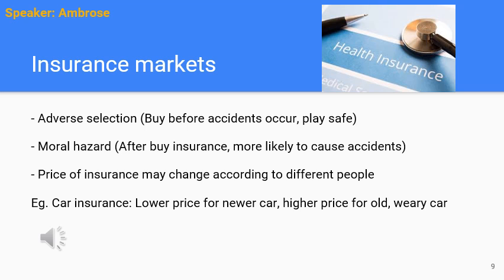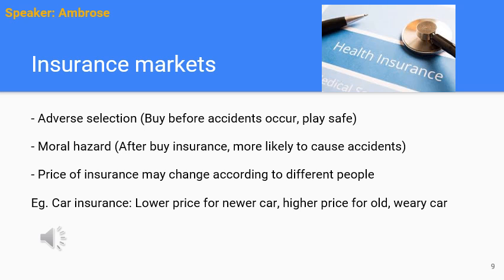But the prices of insurance may change according to different people. For example, for car insurance, the seller will ask about your car condition, whether your car is brand new or whether it has already been driven for 10 years, 20 years. Why do they want to know this? This is because if your car is very old and worn and likely to break down, then the insurance will be charged very high, because your car is very likely to need maintenance in the coming months.